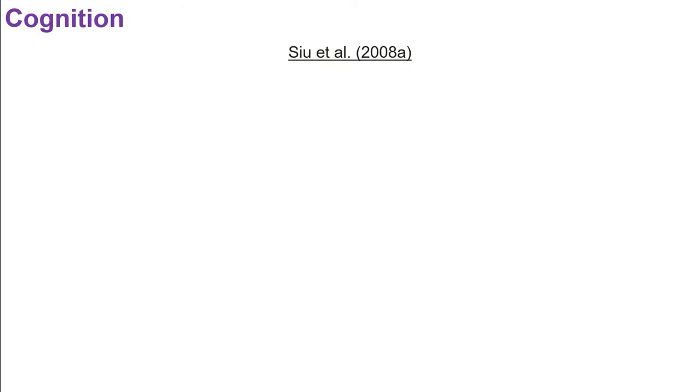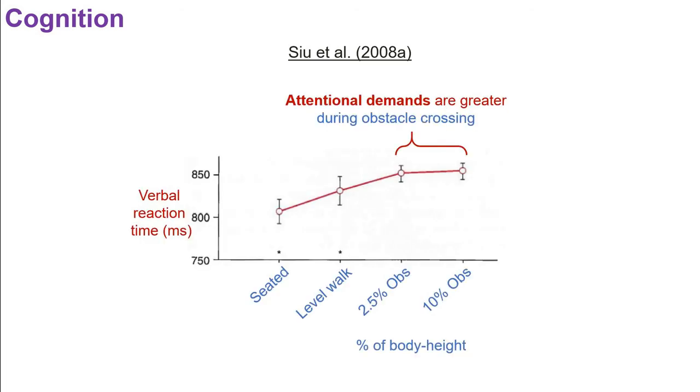The last study I want to look at today considered how the ability to perform a cognitive task is impacted by different levels of mobility challenge. In this research, participants were tasked with quickly verbally responding to words they heard over a loudspeaker. This task was performed while the participant was either seated, walking on level ground, stepping over a smaller obstacle that was 2.5% of the participant's body height, or stepping over a larger obstacle that was 10% of the participant's body height. Here we see the results of this research.